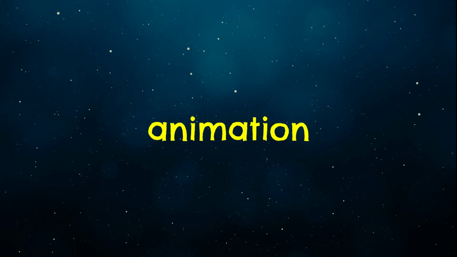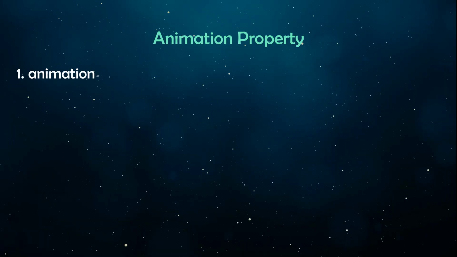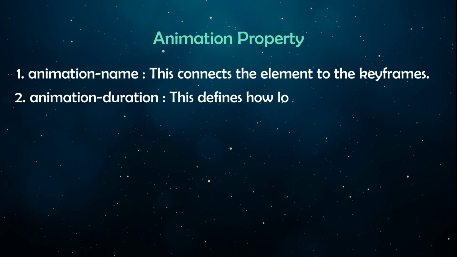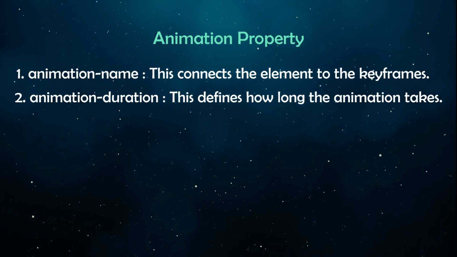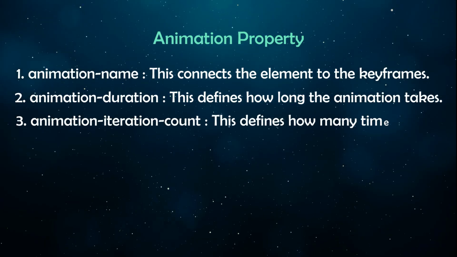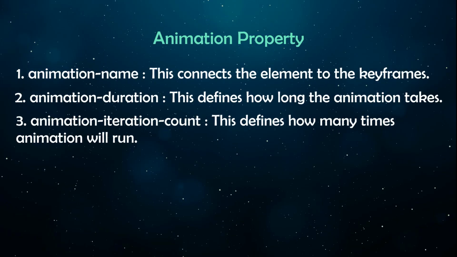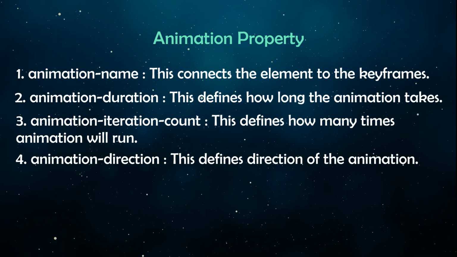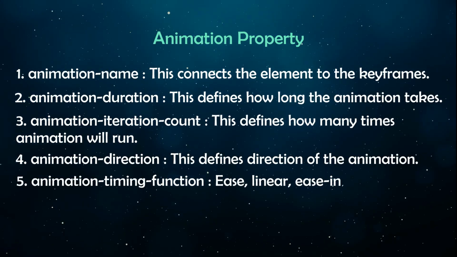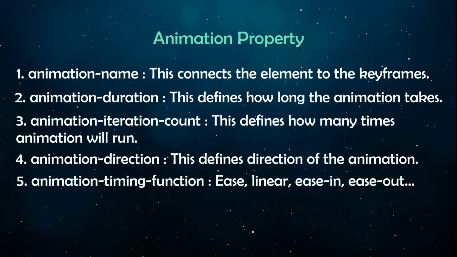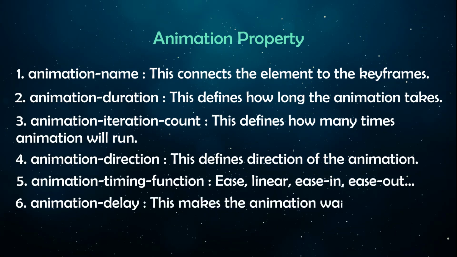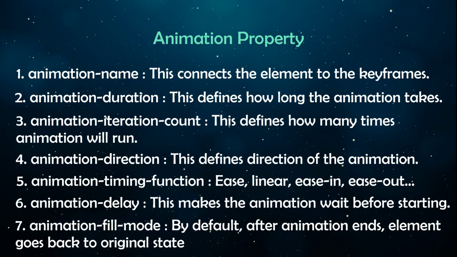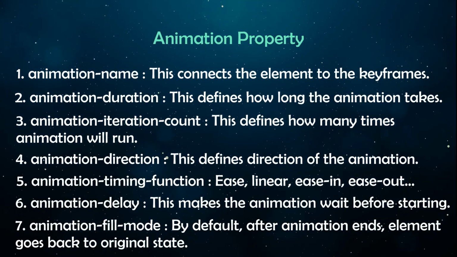Now let's understand animation properties. Animation name, this connects the element to the keyframes. Animation duration, this defines how long the animation takes. Animation iteration count, this defines how many times the animation will run. Animation direction, this defines the direction of the animation. Animation timing function, we already learned this in the transition topic. Animation delay, this makes the animation wait before starting. Animation fill mode, by default, after the animation ends, the element goes back to its original state.